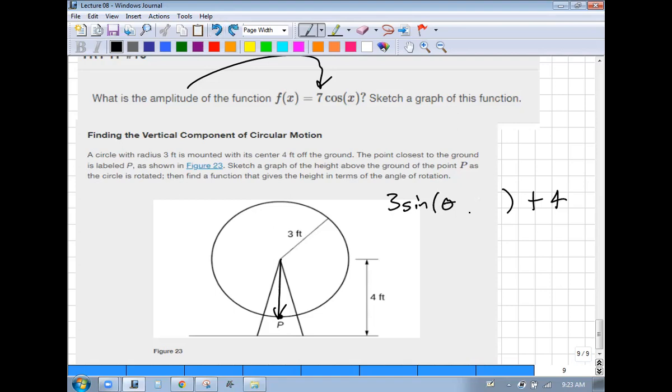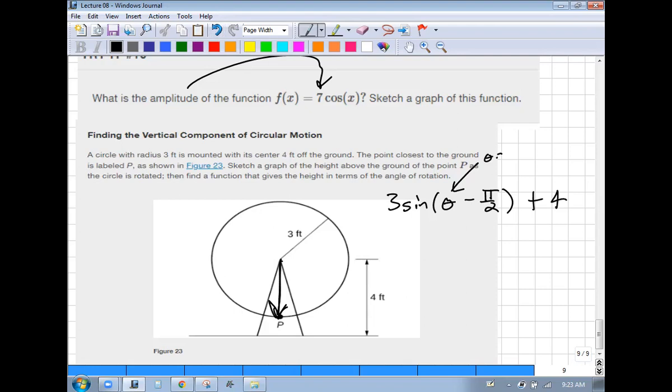But I need to shift because we're starting off down here instead of right here. So this is a difference of pi over 2. So I might want to subtract pi over 2 or add pi over 2. I'm not sure which one. So let's think about it. Let's try some test values.